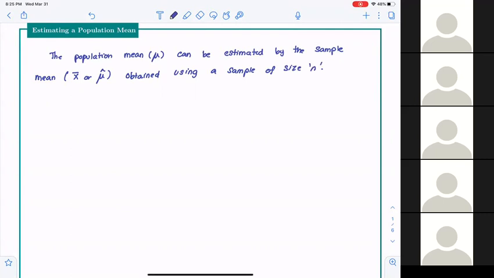Using a sample of size n. So if you have a sample, we can find its average. And once we have the average, we can find an estimate for the population mean mu. So key things to note, the point estimate for mu is X bar.